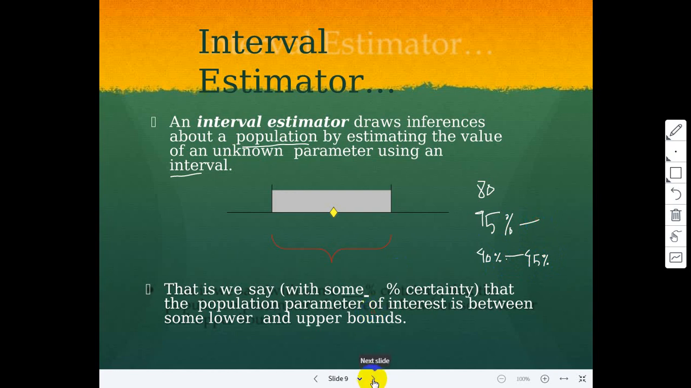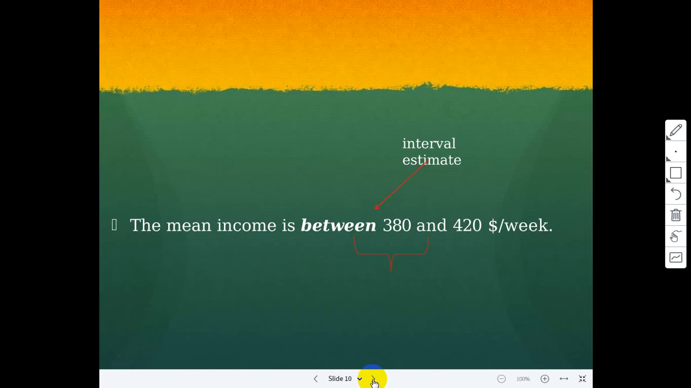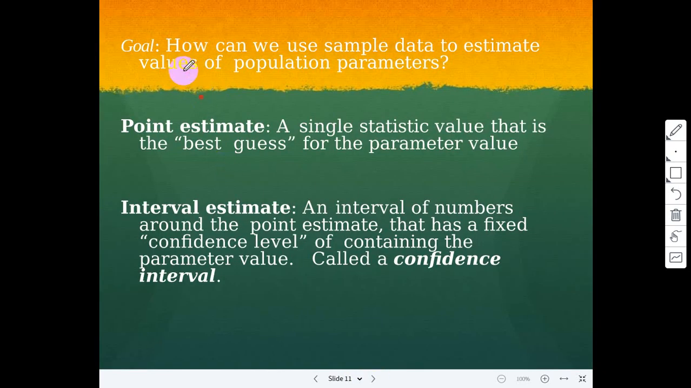Estimate is. Next what we have, the mean income is between this and this per week. This is also an example of interval estimate. Goal: how can we use sample data to estimate values of a population parameter? Look at this point estimate, a single statistic value that is the best guess for the parameter value.